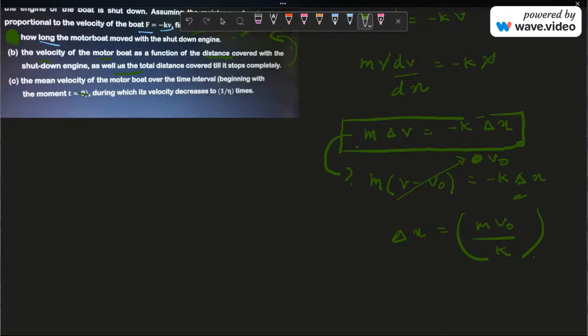Another attempt at this question will be m into v minus v naught is equal to minus k times delta x. Initially, if I take x as 0, then it will come out to be x only. So we can write it as mv minus mv naught is equal to minus kx. So I can write m into dx by dt is equal to m v naught minus kx.